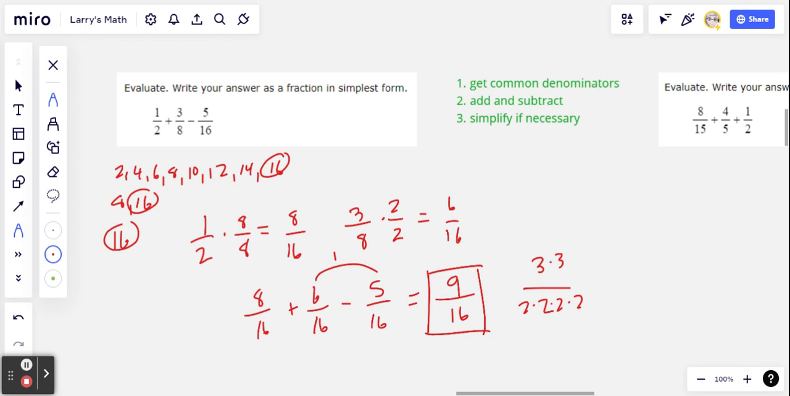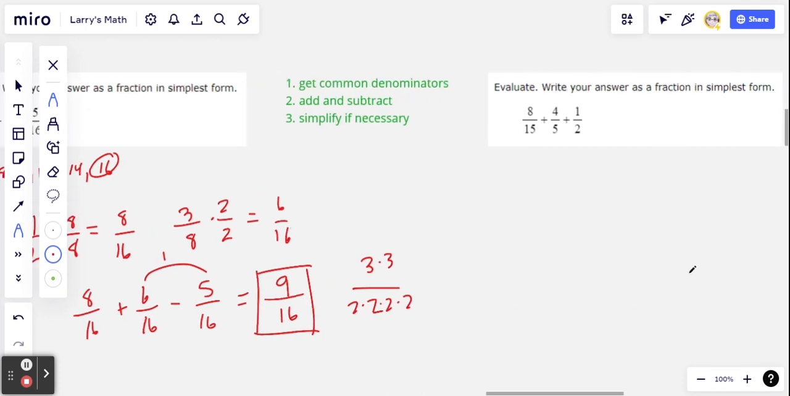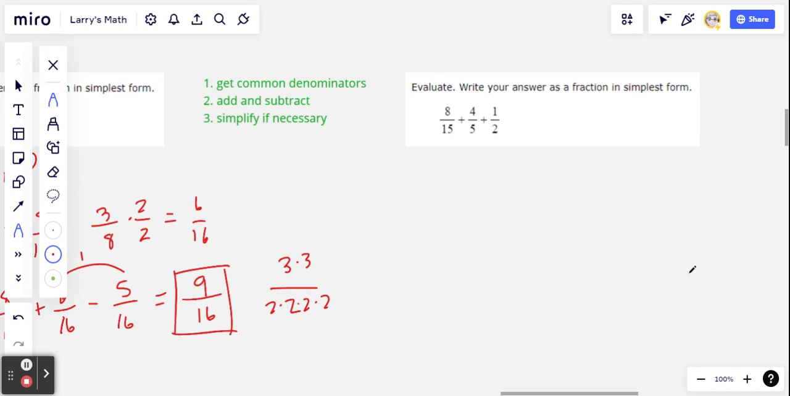Let's try one more. This one only has addition, so we don't have to deal with subtraction, but I think the denominators are a little tougher here.